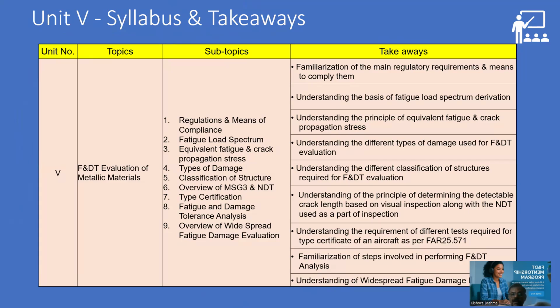Also, how to determine the detectable crack length as per MSG-3, Maintenance Steering Group 3, along with NDT as a part of inspection. It also provides the requirements of different tests required for type certificate of aircraft under FAR 25.571. Then formulation of tests involved in performing industry-based F&DT analysis will be covered. Finally, overview of widespread fatigue damage evaluation will be given at the fag end of Unit 5.